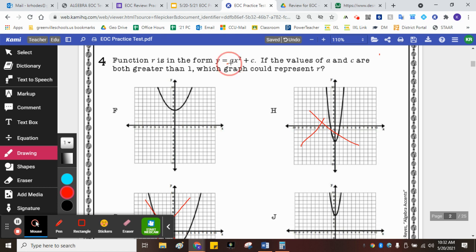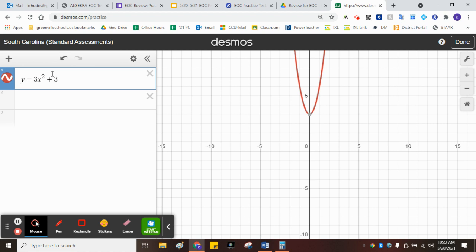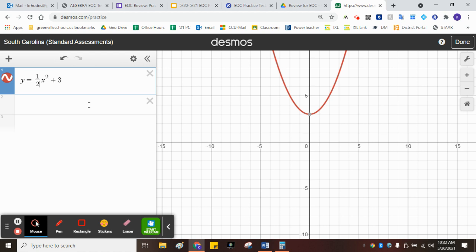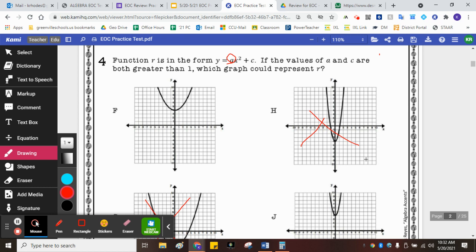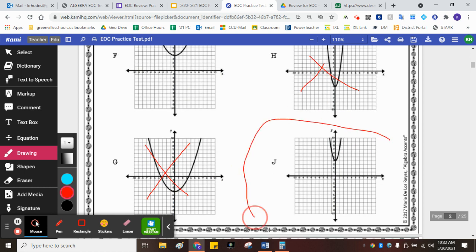So that must be the A part of your equation. If it was greater than 1, so let's do a number less than 1, like 1/2. It got wider. 1/5. It got wider. 1/9. It's getting wider. But greater than 1 would be skinnier. So it's J. We want the skinnier version above the x-axis. So skinnier above the x-axis, J.